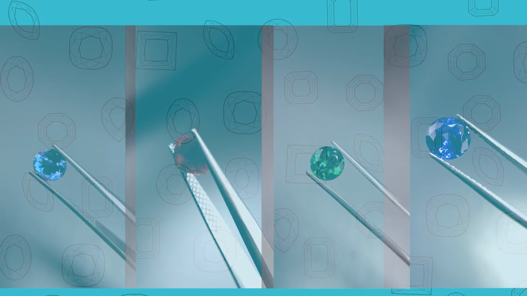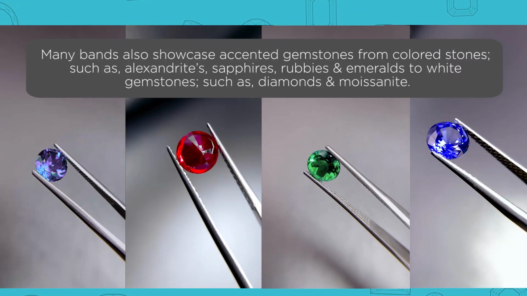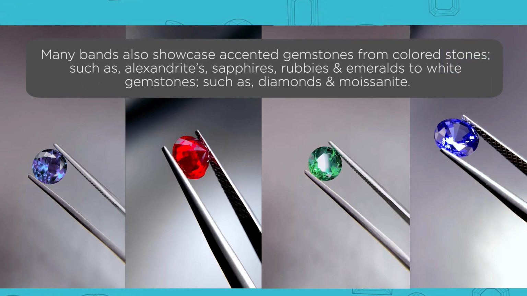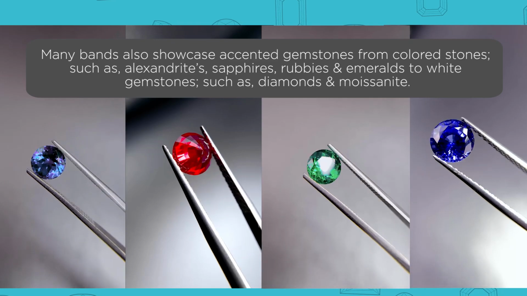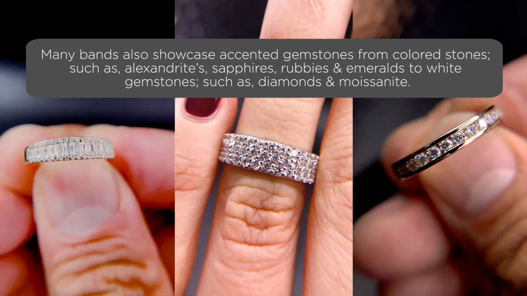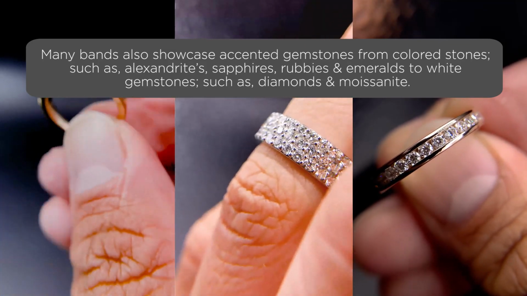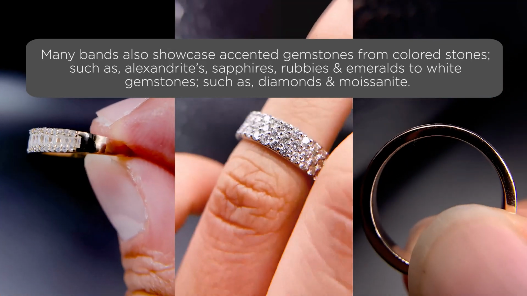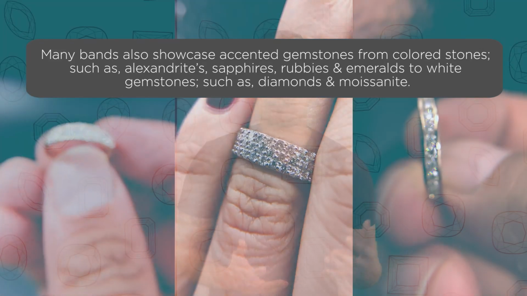Now, those are plain bands, without any gemstones or designs or anything like that. But there are also bands that showcase gemstones, from colored stones such as alexandrite, sapphires, rubies, and emeralds, as well as white gemstones such as diamonds, lab diamonds, moissanite, and white sapphires. So there are many different ways that you can design a band, and add to the band to make it your own and unique to yourself.